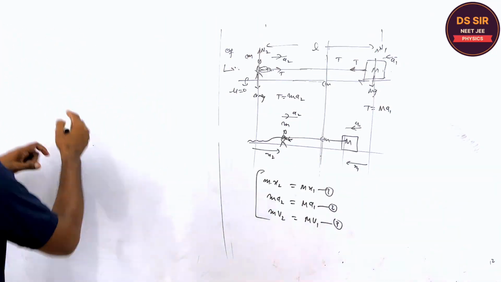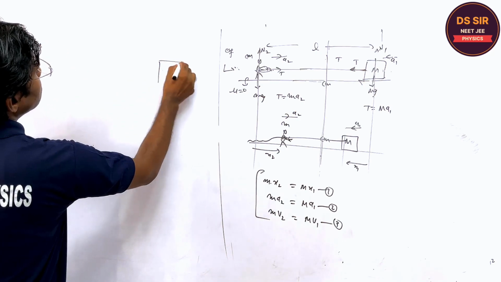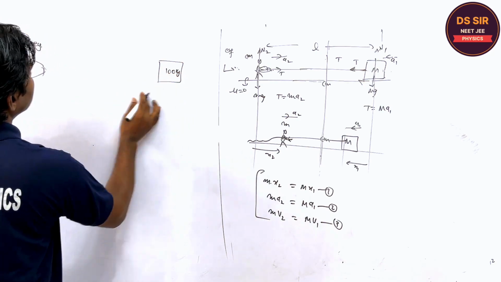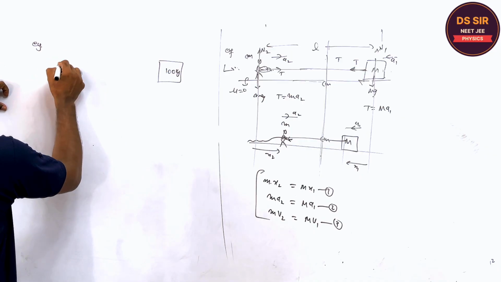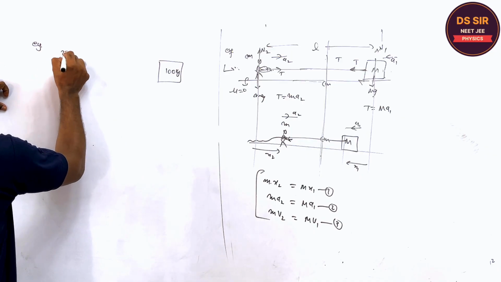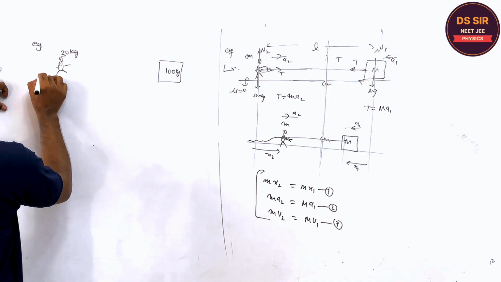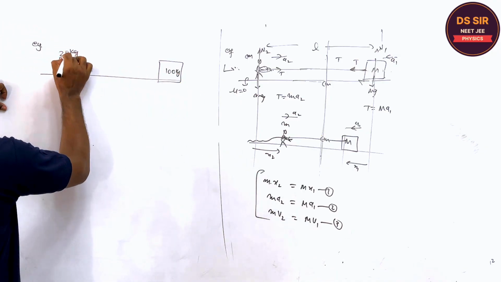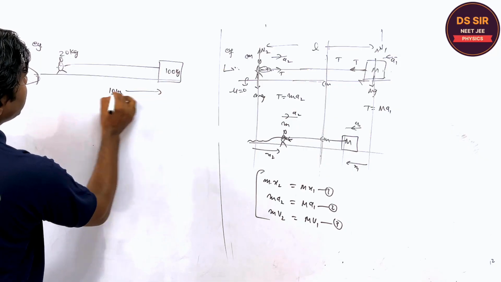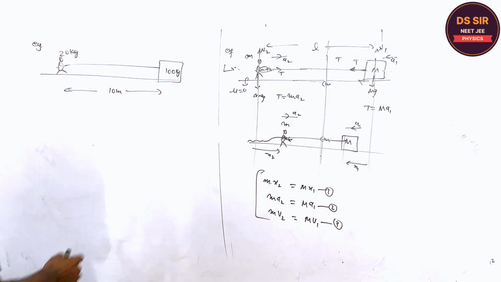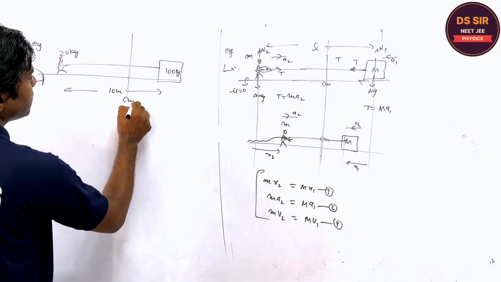So I can give you an example. Suppose this is a 100 kg block and this is a 20 kg person. And he is pulling. The initial distance is 10 meters. Are you getting or not? So the center of mass will be somewhere.